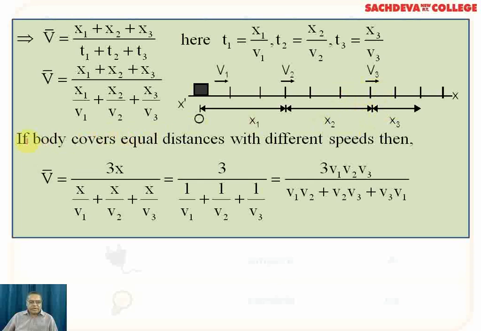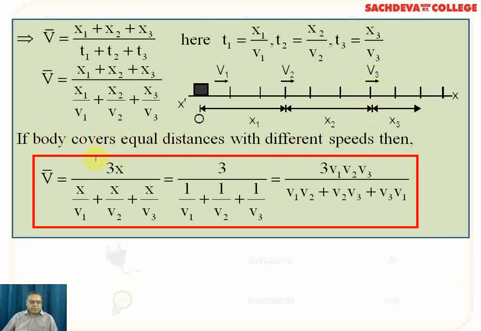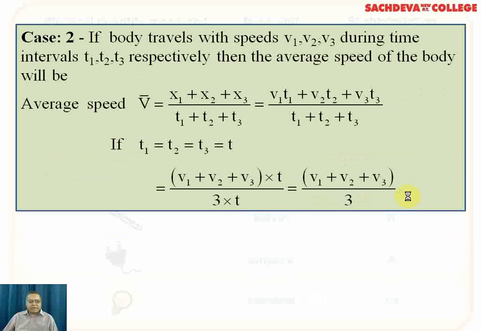So if a body covers equal distances with different speeds, then we have taken x1, x2, x3 as x, so the numerator will become 3x. Then instead of times, we will write x over v1 plus x over v2 plus x over v3, and then cancelling x, we will come to the conclusion that the average speed is 3 v1 v2 v3 over v1 v2 plus v2 v3 plus v3 v1.